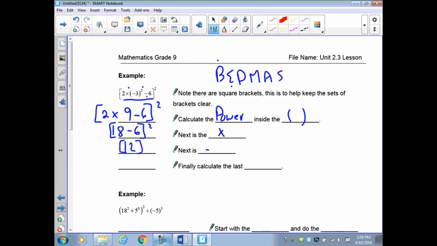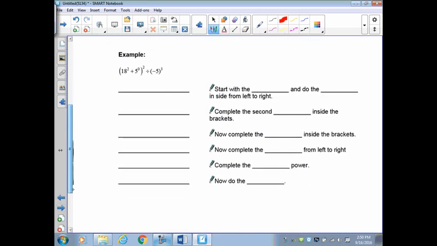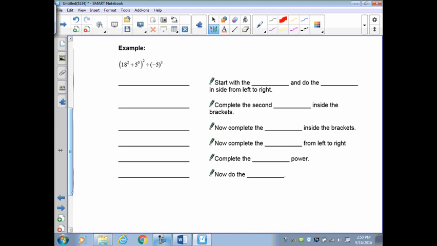And we are still in squared brackets. And finally, I can do the power. 12 times 12 is 144. And there's your answer. Okay, time for you to try one on your own. Here is the next example. (18 squared plus 5 to the 0), all in brackets, squared, divided by (negative 5) to the 3. So pause the recording and try this one.